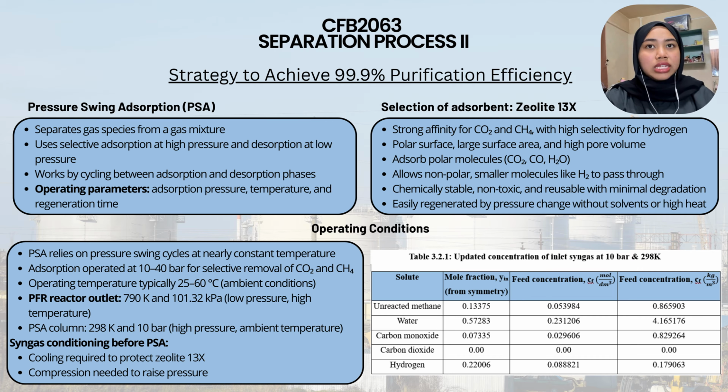PFR effluent exits at 790 Kelvin and 101.32 kilopascal, while the PSA column operates at 298 Kelvin and 10 bar. Before entering the PSA, the syngas is cooled to protect the zeolite 13X adsorbent and compressed to raise the pressure to the PSA operating level, ensuring effective hydrogen purification to 99.9% purity.